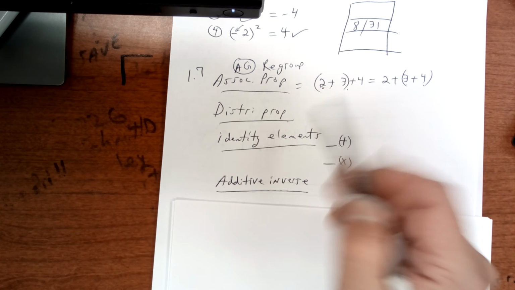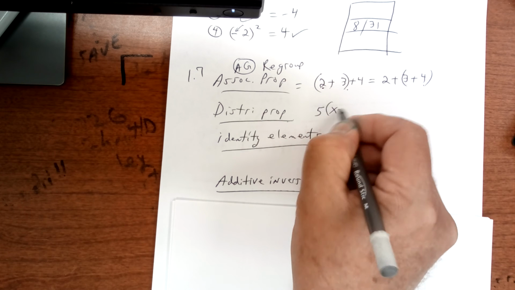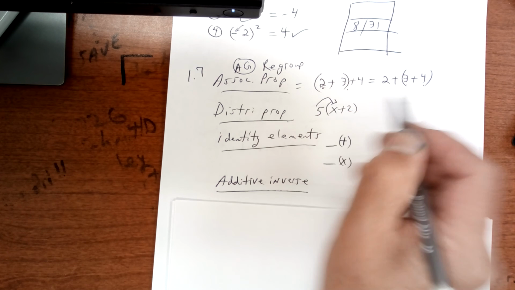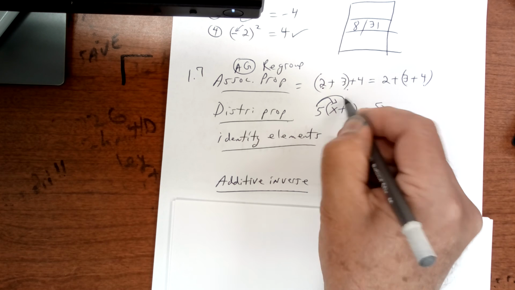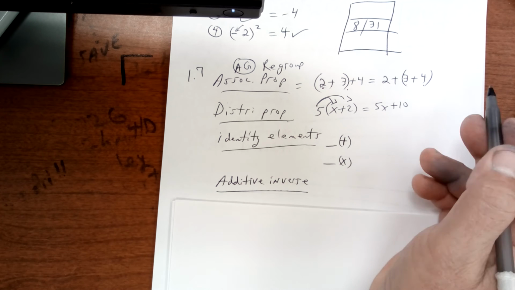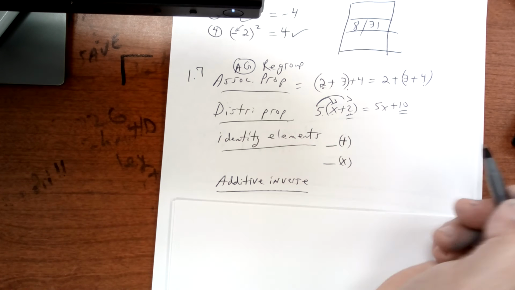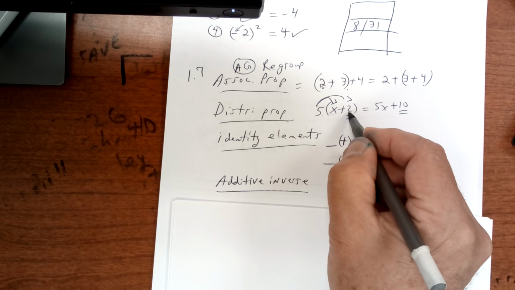The distributive property, most kids know this, like 5 times x plus 2, that's going to be 5 times x, which is 5x, and 5 times 2, which is 10. And that is called the distributive property. What some kids forget to do is multiply it to both of these. Sometimes there's more than 2, and you got to do all of them.